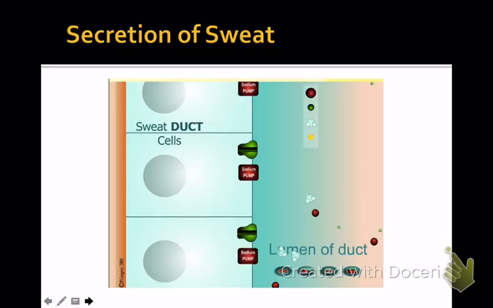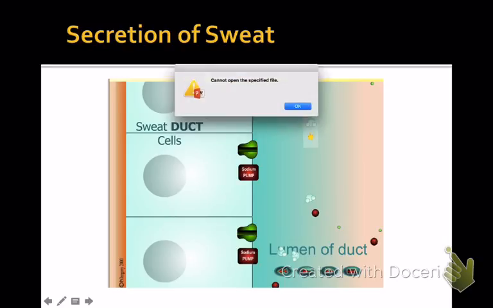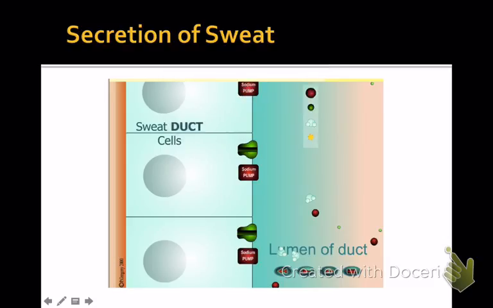And this probably is not going to work, darn it. But if it doesn't, it will definitely work. Yeah, it'll work when you go to the web page.